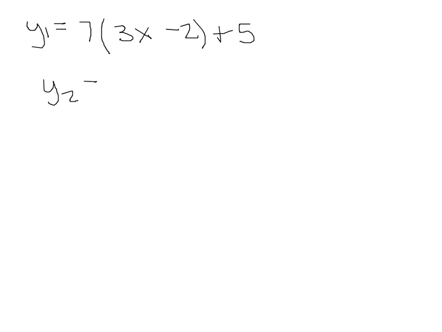Okay, I'm just going to do two examples where we use a calculator to solve them. So I have a situation here where I have y1 equals 7 times (3x minus 2) plus 5, and y2 equals 6 times (2x minus 1) plus 24. And I want to solve this using a calculator.